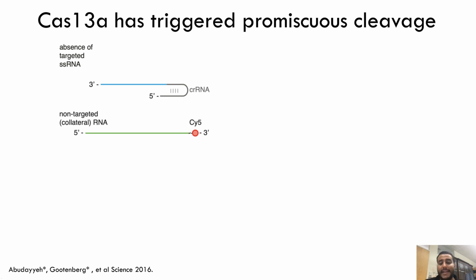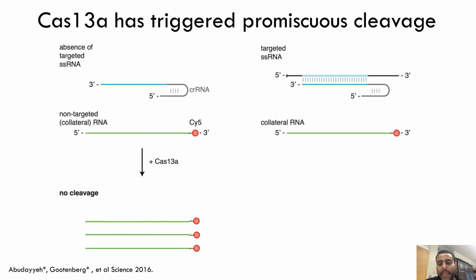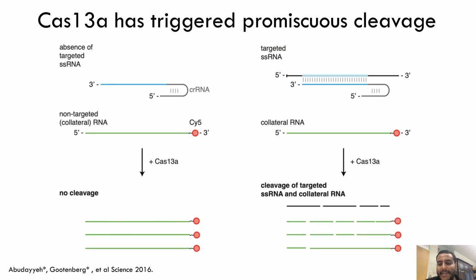This promiscuous activity is interesting, and how we first uncovered it was looking in test tubes at the function of the enzyme. What we found is we could label these collateral RNAs, these green ones that are not targeted by the CRISPR RNA, with a fluorophore. And when we spike in a targeted RNA, as shown here in black, it activates the Cas13, and you get cleavage of the black RNA, but you also get cleavage of these green RNAs.